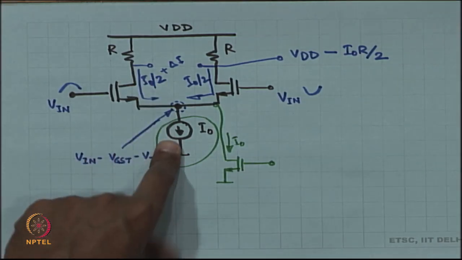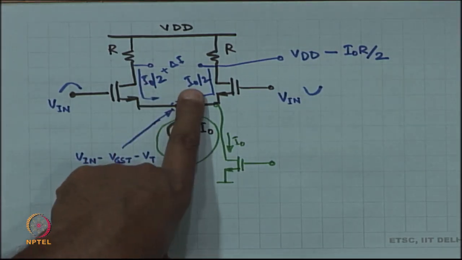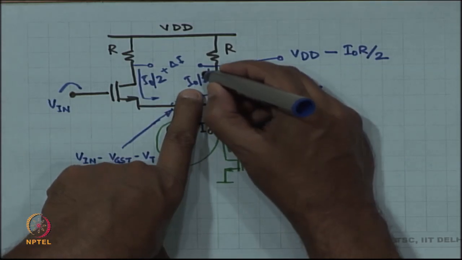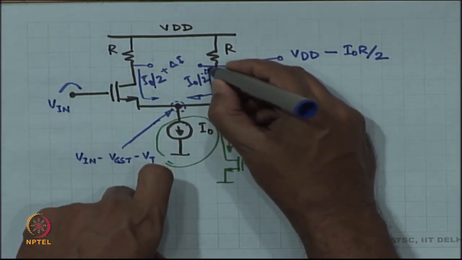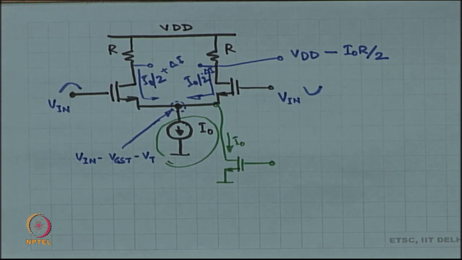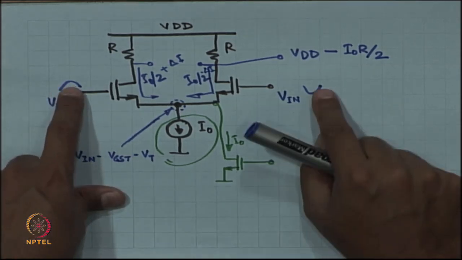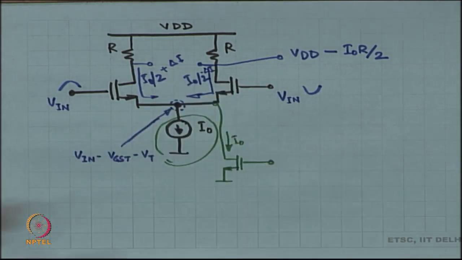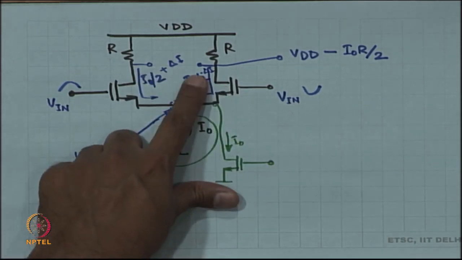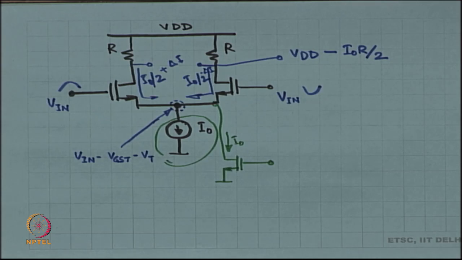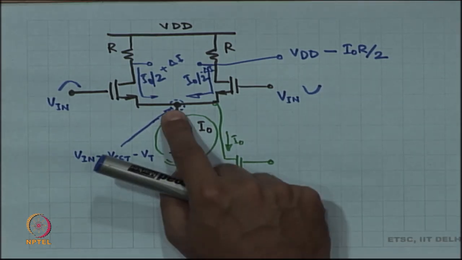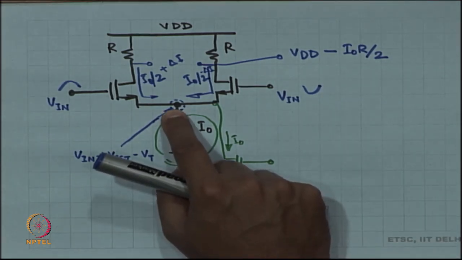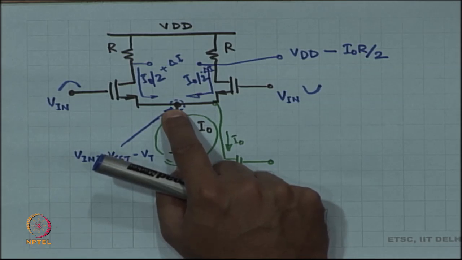Okay, but this is a current source. So, therefore, on the other side I have to have I naught by 2 minus the same delta I. Okay, you have no choice because the bottom one is a current source. And because they are going equal amounts up and down, this probably makes sense that one is plus delta I, the other is minus delta I. Okay. In which case the voltage over here did not have to change at all.